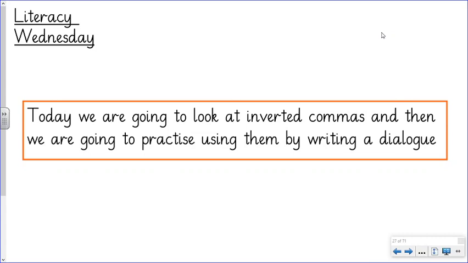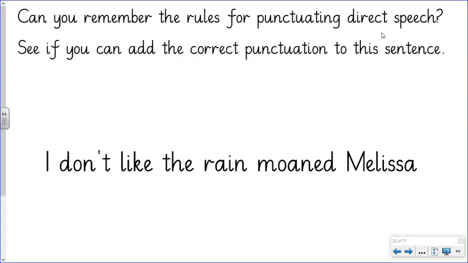Today we're going to have a look at inverted commas and then we're going to practice using them by writing a dialogue. So to start off with, I want to see what you can remember about the rules for punctuating direct speech. So we've got a sentence here, it says, "I don't like the rain," moaned Melissa. So find a scrap bit of paper and I want you to rewrite the sentence, but make sure you add in the correct punctuation. So think about where the inverted commas need to go. Is there any other punctuation that needs to go in the sentence? Pause the video now and have a go.